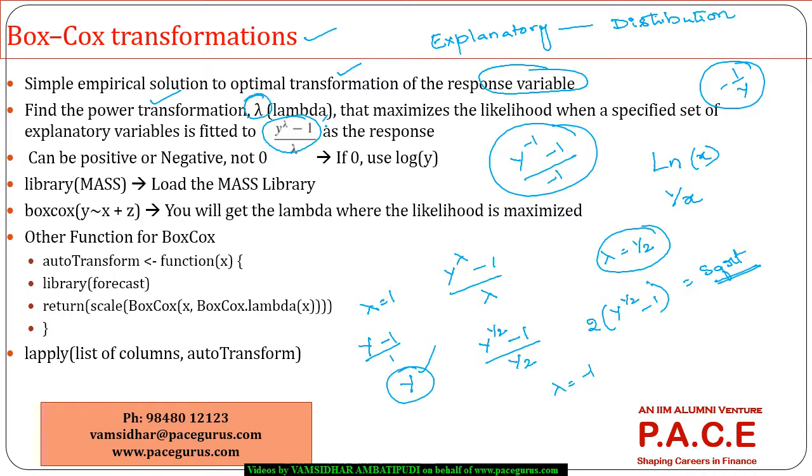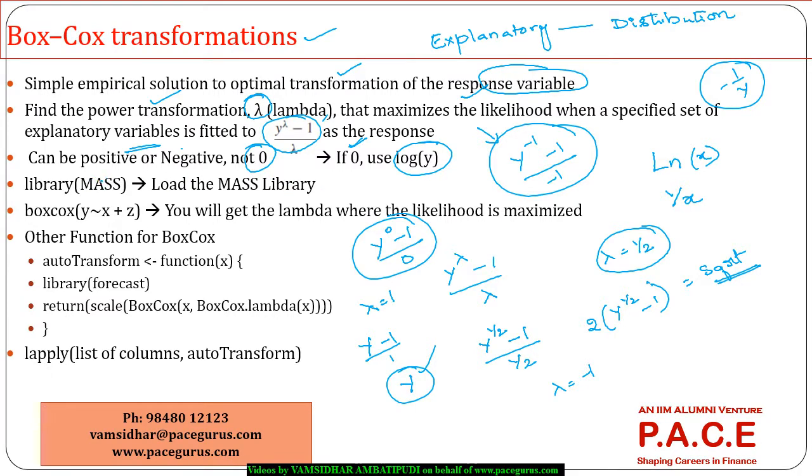and we are looking at that particular value of lambda that maximizes the likelihood. So when we are fitting a specific set of explanatory variables to this transformed value, which particular lambda value will maximize the fitment of the model to the transformed data. So that is the Box-Cox transformation. The lambda value can be either positive or negative, but not 0, because if we are setting it as 0, it is y to the power of 0 minus 1 by 0. It's an undefined kind of form. So what the Box-Cox transformation does is, if the lambda is coming out to be 0, we would be taking it as logarithm of y.